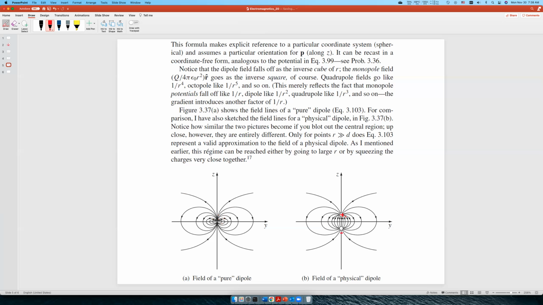Or if your r is much bigger than d, which is the distance between the positive and negative charges, then the field of the physical dipole becomes a pure dipole field. Okay, so this is just an intuitive figure to show you what the electric field looks like for a dipole.